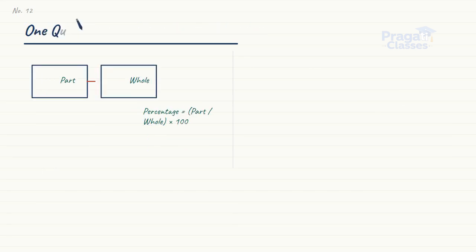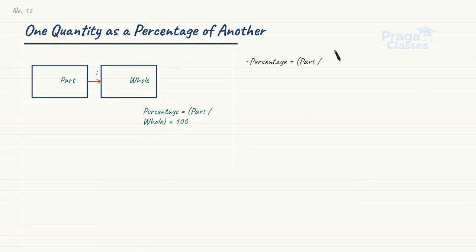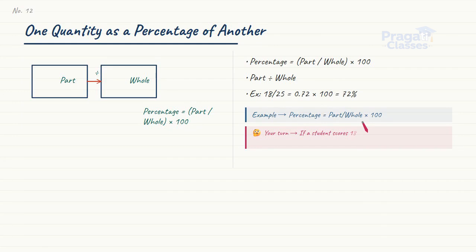We found the part when we know the percentage. But what if you know the part and the whole, and you need to figure out the percentage itself, like your score on a test? Take a look at this picture. The formula is on the board. Percentage equals the part divided by the whole, then multiplied by 100. You're basically asking, what fraction of the whole is my part, and how do I say that out of 100?